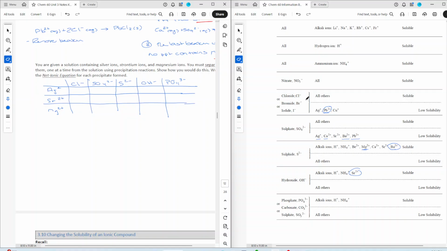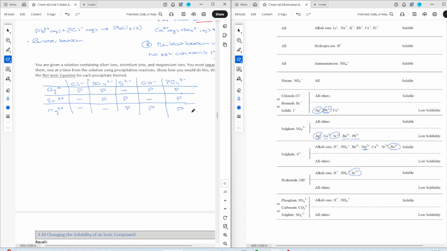So chloride precipitates with silver, lead, and copper. Sulfite is going to precipitate with silver, strontium, but not magnesium. Sulfide is going to precipitate with magnesium and strontium, but not silver. Hydroxide is going to be aqueous with strontium, but precipitate with the other two. And then phosphate is going to precipitate everything.